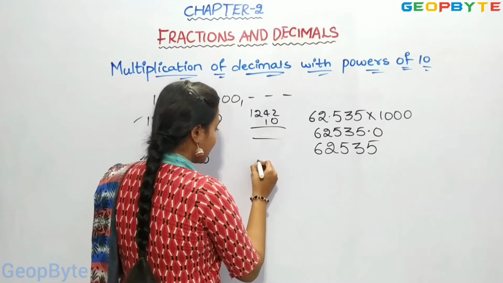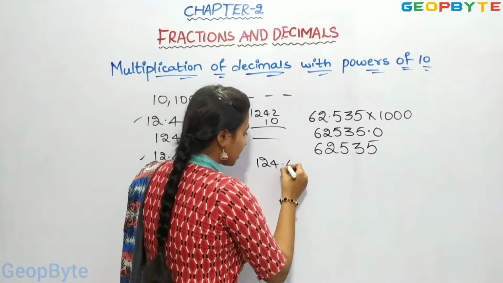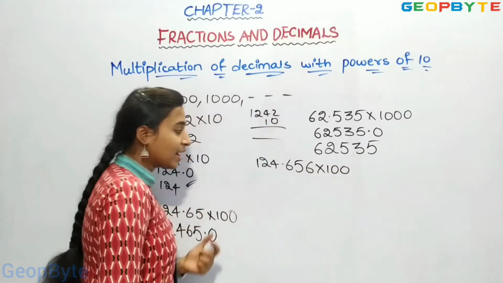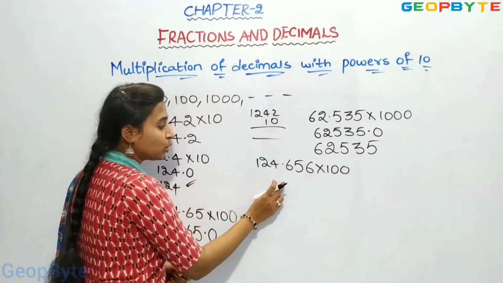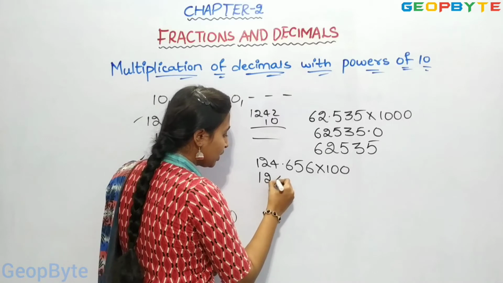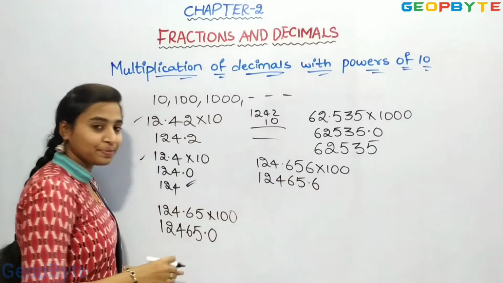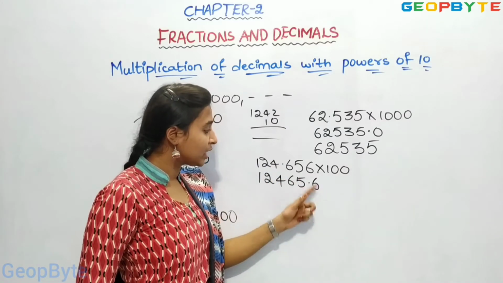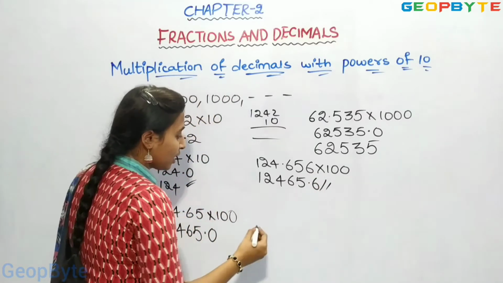Let us take the number 124.656 × 100. Now, we have two zeros here, so the decimal point moves towards the right after two digits, that is 12465.6. The point moved after two digits, so we got the point here, and the leftover number is 6. This is the answer.